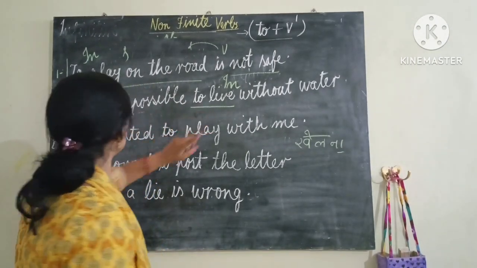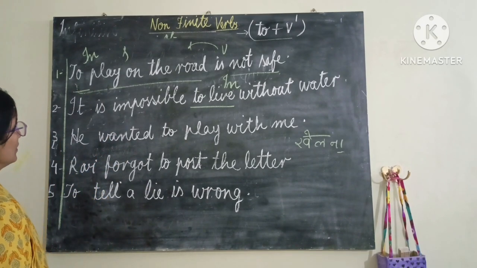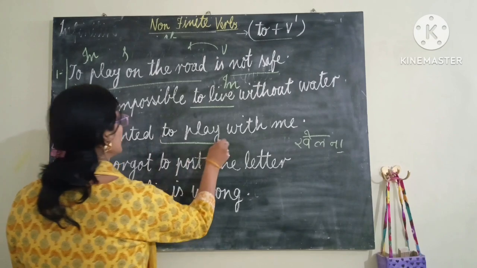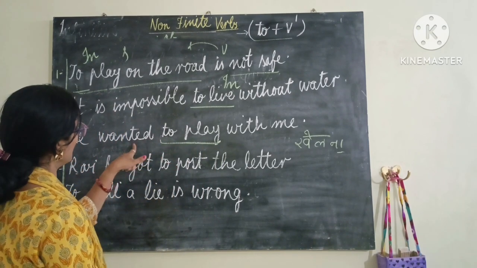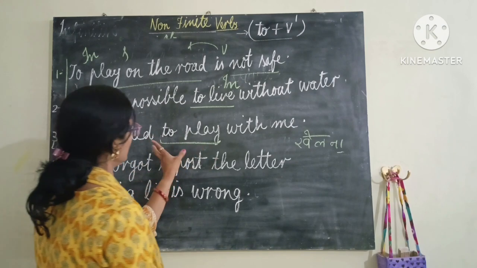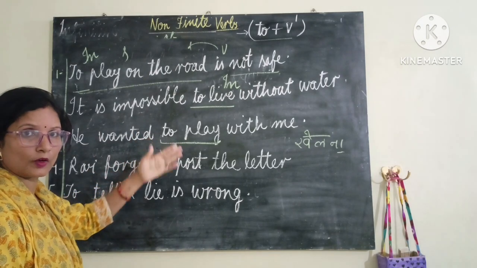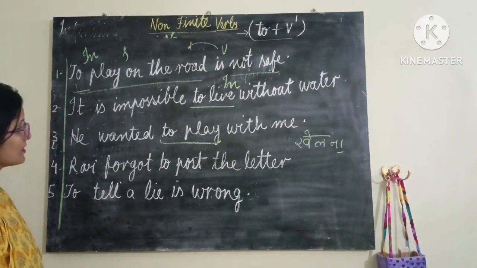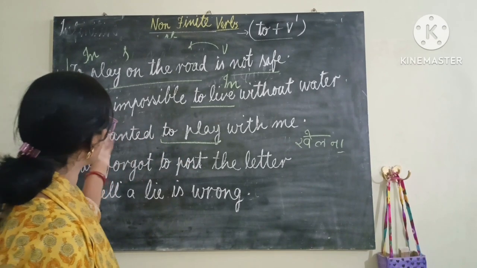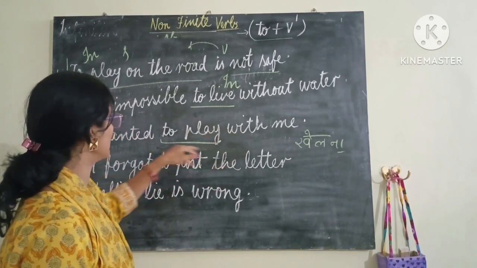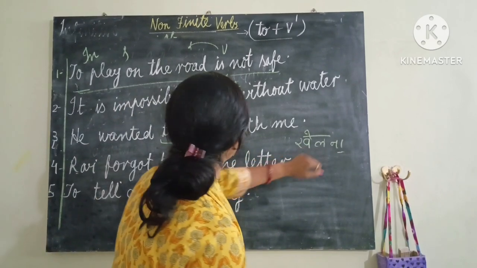Here also करना. He wanted to play with me. He wanted to play. Here also you can see to plus V1. Subject this, wanted verb, and after the verb you can ask the question: wanted what? To play. So this is placed in the place of object and is behaving as a noun here, because objects are always nouns. And you can translate in Hindi. He wanted to play. वो क्या चाहता था? खेलना चाहता था. किसके साथ? मेरे साथ. So here also the Hindi meaning is खेलना.